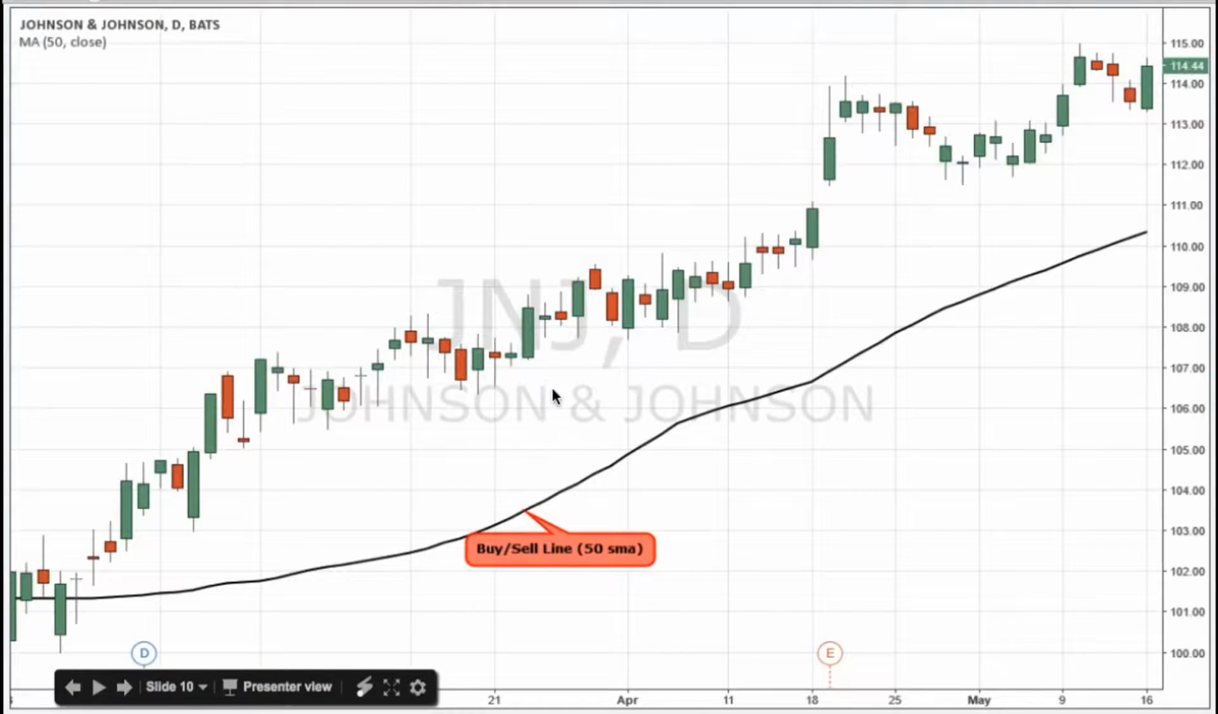And this is a daily chart of Johnson & Johnson, that famous company. This is one of the top 30 shares that is traded on Wall Street. Here is the buy sell line, and price is above the buy sell line starting from here. So we'll be only looking for buy opportunities while price is above the buy sell line.